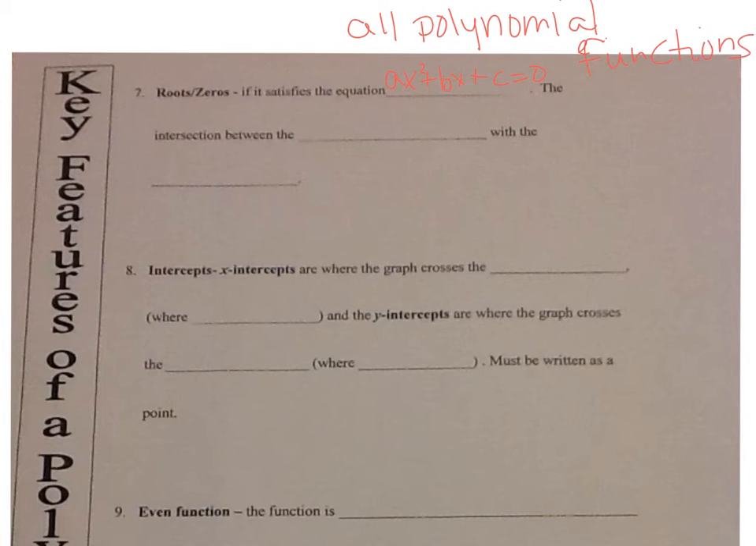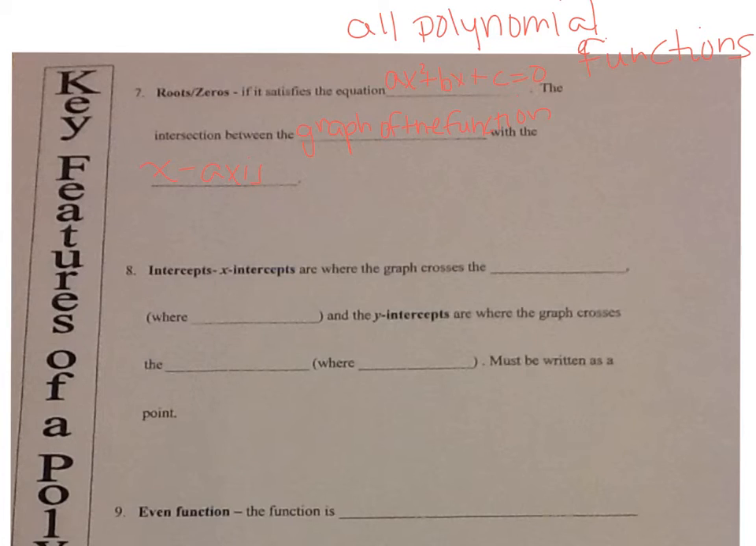Okay, all polynomial functions. The intersection between the graph of the function with the x-axis. So remember, the roots, the zeros, is where the graph crosses the x-axis.